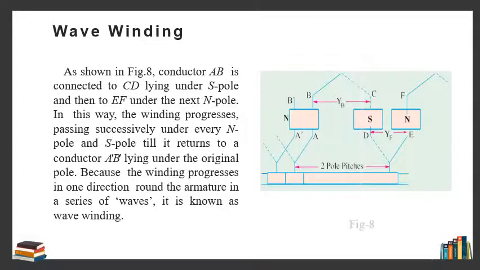As shown in figure 8, the conductor AB is connected to CD lying under the S pole and then to EF under the next N pole. In this way, the winding progresses, passing successively under every N pole and S pole till it returns to a conductor A'B' lying under the original poles. Because the winding progresses in one direction around the armature in a series of waves, it is known as wave winding.